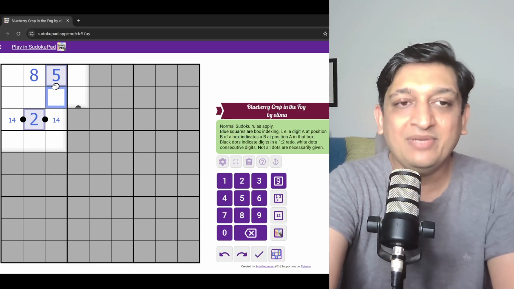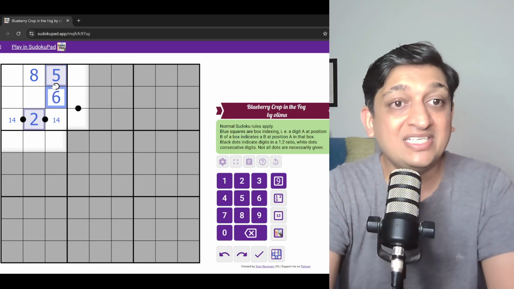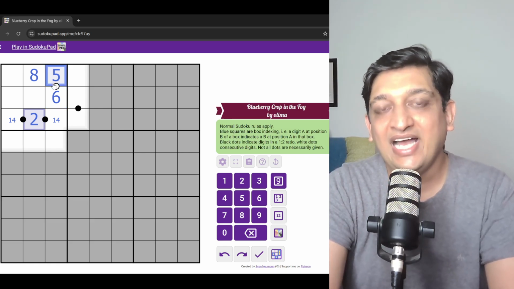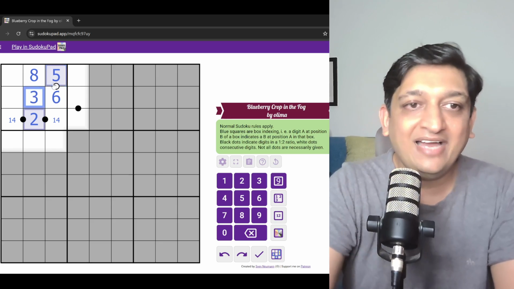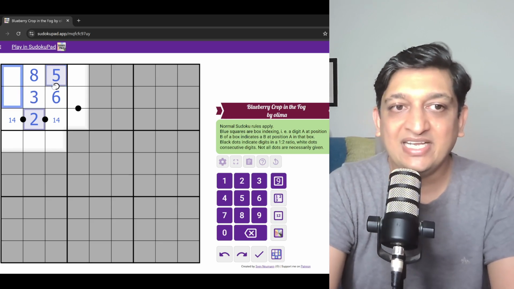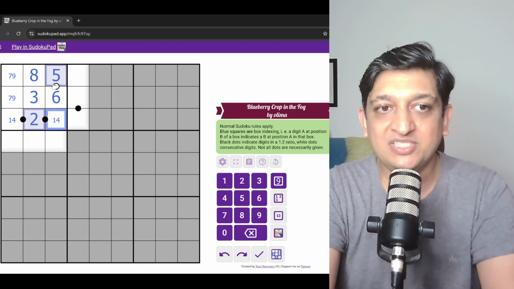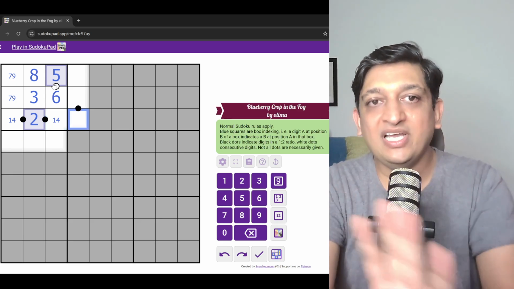And 5's neighbor can only be 6 because 4 will be present in the bottom row. We also know that box number 3 has 5 in it. So box number 5 will have a 3 in it. That basically tells us that we have 2 cells left and 2 numbers, 7 and 9, that are left in this particular box. Now let's move on to the uncovered grid.